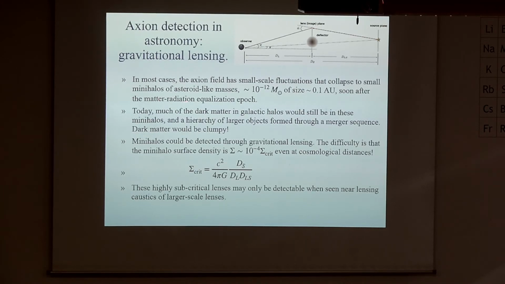So soon after the matter-radiation equalization epoch, these clumps would be formed. They would just collapse and reach some sort of equilibrium, and then they would essentially be making mini halos. These mini halos would merge with each other, just like galaxies do, making bigger halos and so on. They would have the whole hierarchy.